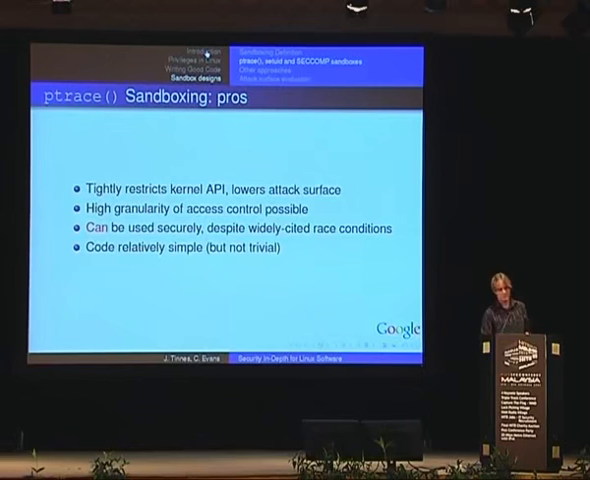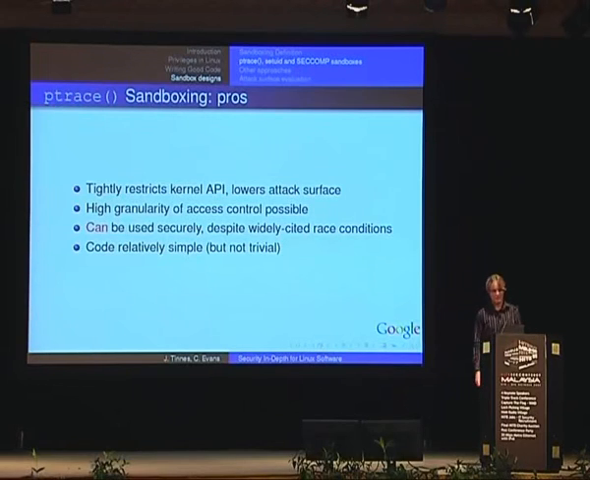So why would we want ptrace sandboxing? Well, it can tightly restrict the kernel API used by the untrusted process, as long as that untrusted process isn't doing too much, and just parsing FTP protocol or parsing an SSL handshake isn't really doing that much, maybe a bit of memory allocation, but no massive interaction with the system. You do have a very high granularity of access control possible. You can do access control on a per syscall request, and also based on the arguments of that syscall. It can actually be used securely.